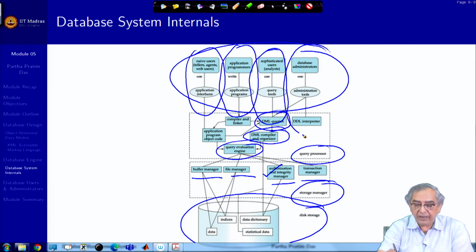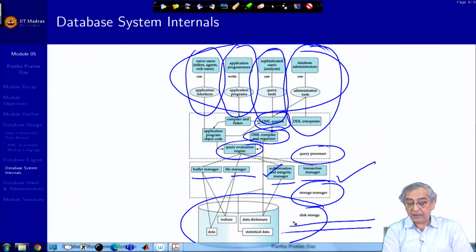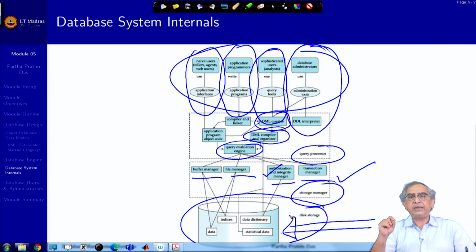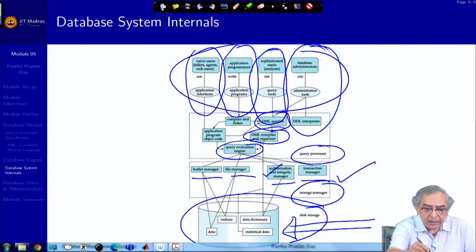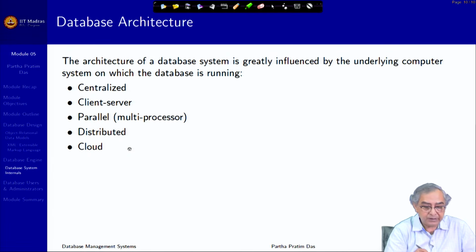And finally, you have the database administrators here, who administer the whole thing, who set up this storage manager, who set up the physical store, who configure different parameters of the database, who do the installation, take care of the regular backup and recovery issues and so on. So, they are the supremo of the database management system. So, this is roughly the very broad internals of a database system.